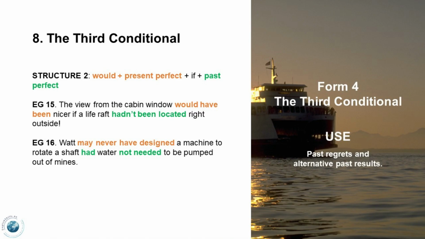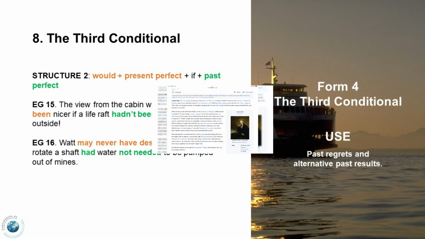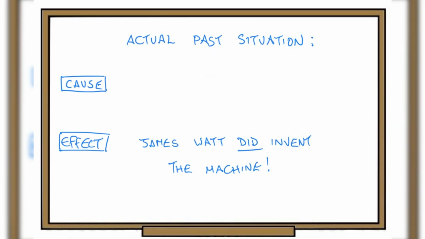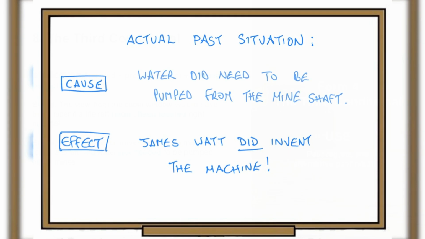Example 16. Watt may never have designed a machine to rotate a shaft had water not needed to be pumped out of mines. The world-famous Scottish engineer, physicist, mathematician, inventor, hero and genius, James Watt, did invent the machine. Because water did need to be removed from mine shafts. And the rest, as they say, is history.